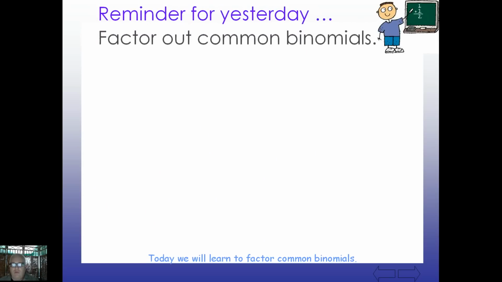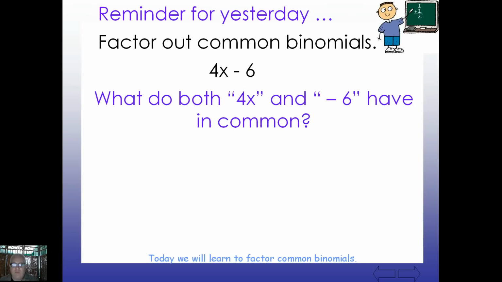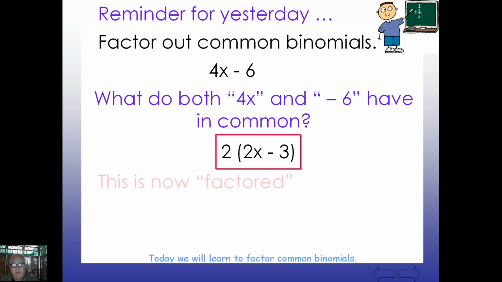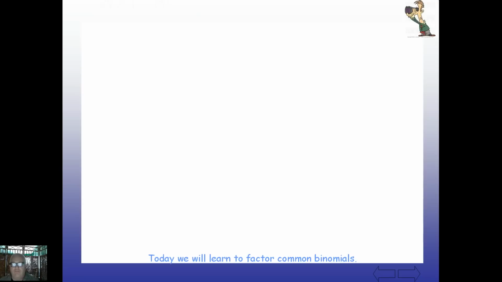Okay. So reminder from yesterday, let's factor out common binomials. 4x minus 6. What do both the 4x and the negative 6 have in common? Well, we decided yesterday that they had a 2 in common, right? So if we factor out a 2, then we write down what's left, and this is called a factored expression now, because the expression is broken up into its two factors. 2 times the quantity 2x minus 3.